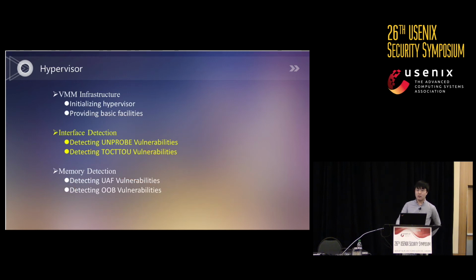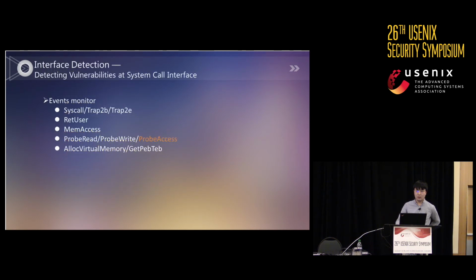Next, I will introduce the interface detection, and how to use it to detect, probe, and talk about vulnerabilities. We define event monitoring to intercept 10 types of events for identifying vulnerabilities. The first 3 events indicate an entry point of a system call. The write user event indicates the exit point of a system call. Therefore, this event can help to identify the execution process of a system call.